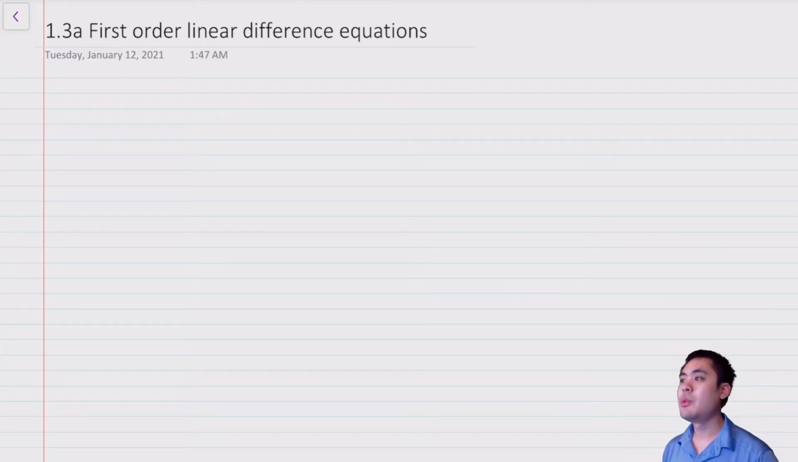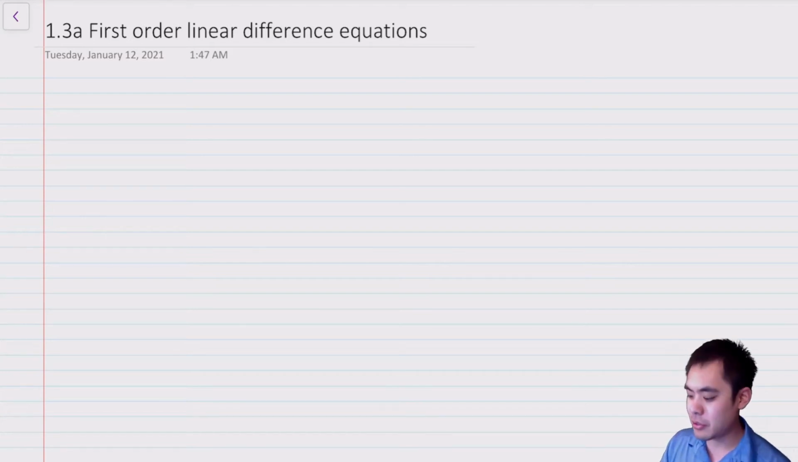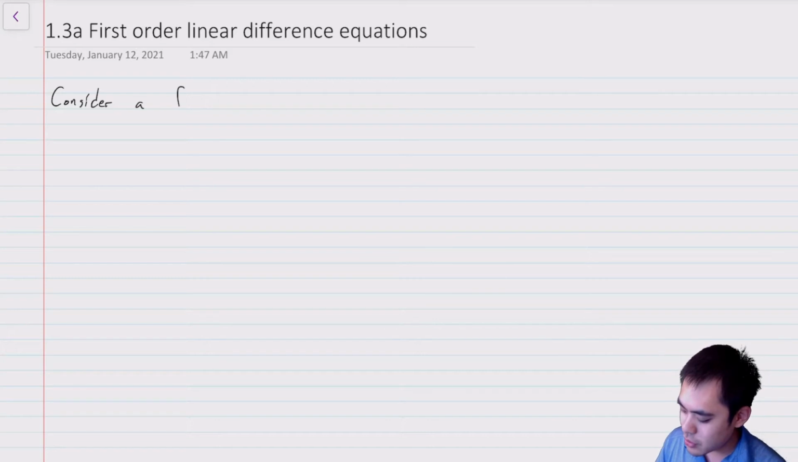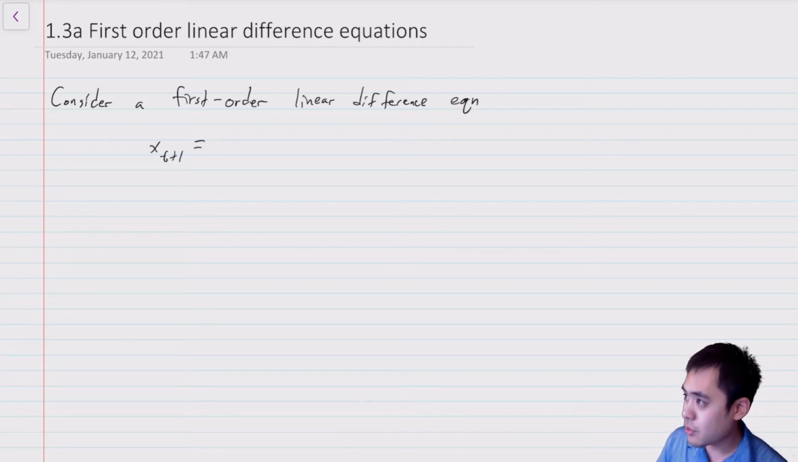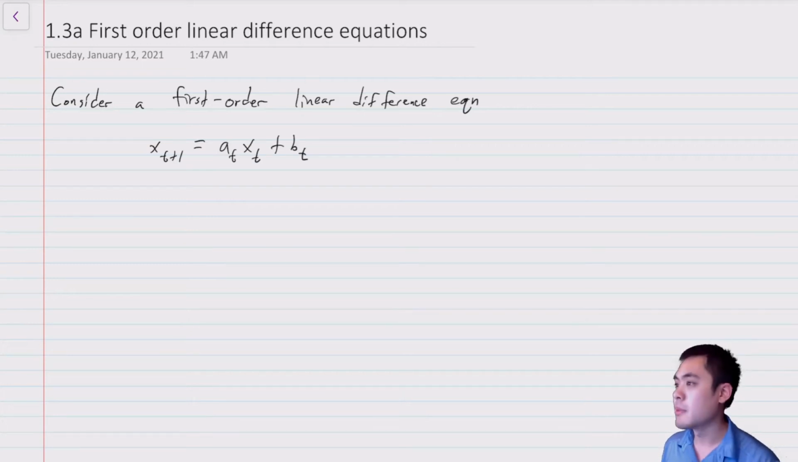So in the last video, we talked about linear difference equations. In this video, we're going to specialize down to first-order linear difference equations, which are the simplest non-trivial examples of linear difference equations. So let's consider a first-order linear difference equation in standard form: x sub t plus 1 is equal to a sub t x sub t plus b sub t, where those are all reals.